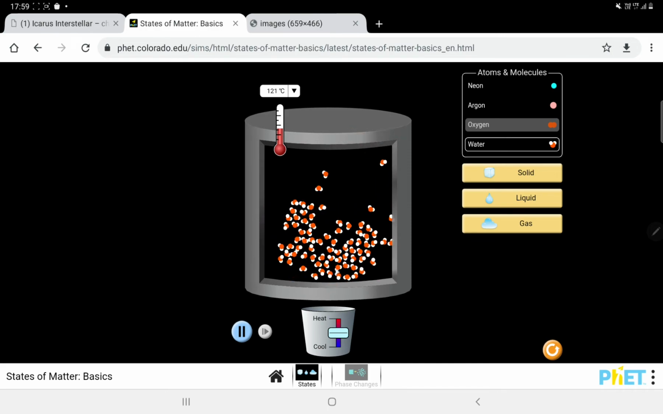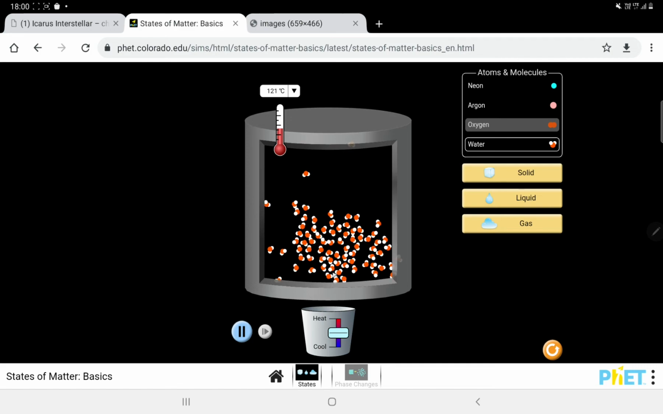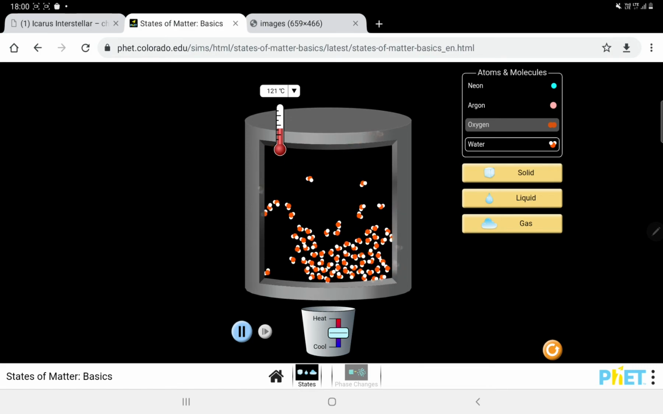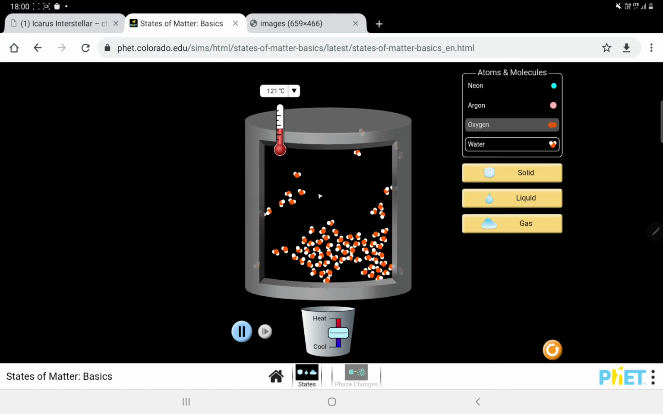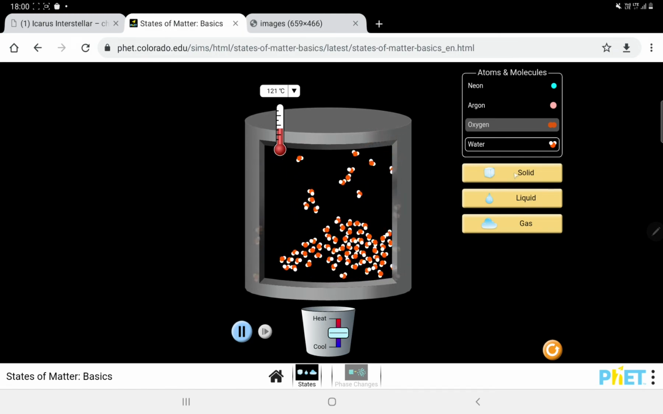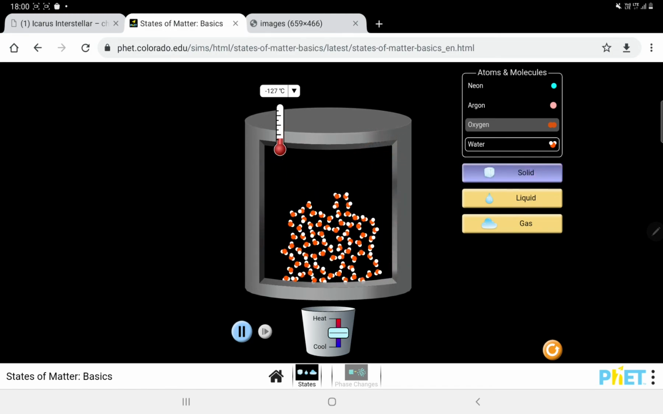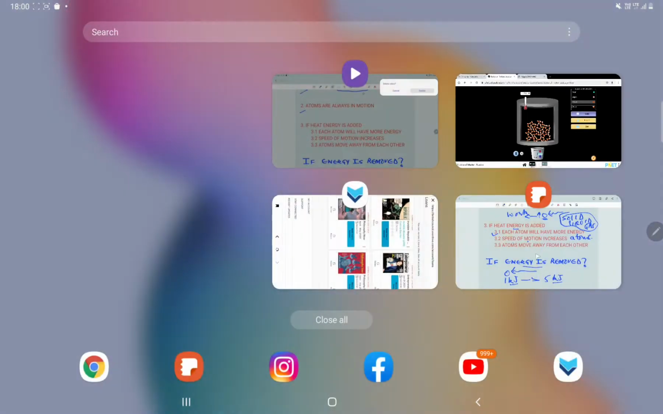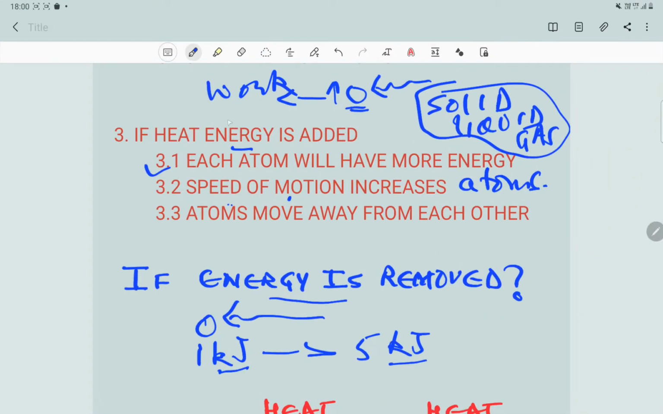Now the amount of motion, the speed of these molecules, is way too high compared to when they were in the solid state. I hope in this video I have shown you clearly that when heat is added to a substance, the speed of motion of the atoms increases. And can you guess now what happens to the speed of motion of atoms in any state of matter when energy is removed?